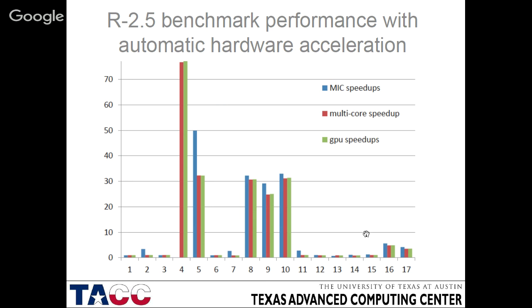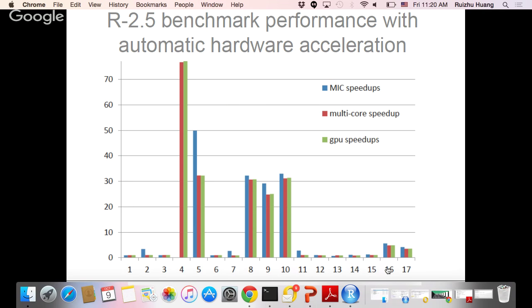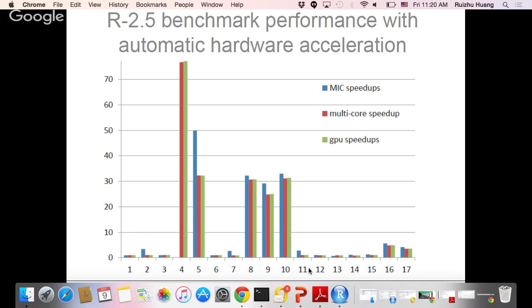So there's several, about 16 operations. So the 17 is actually, I think maybe 17, yeah, 17 operations. And then you can see the speedup by MIC is actually faster in operation 5, and you can look into the benchmark 2.5 to see which operation is speeding up a lot. I guess it's the covariance matrix.